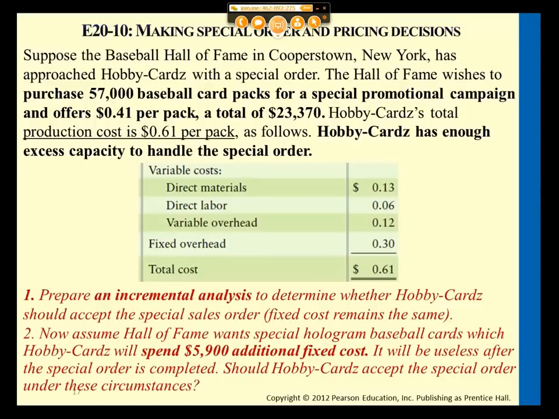Remember that. And so we have variable costs that include direct material, direct labor, and variable overhead. And we also have fixed overhead. And so the breakdown is given. We need to prepare an incremental analysis to determine whether they should accept the special order, right? And I wrote out to you, fixed costs remain the same. Always be careful about this. So let's do number 1 first. And then we'll do number 2, and make a decision whether you are accepting or not. So once you're done, tell me if you're accepting it or not.